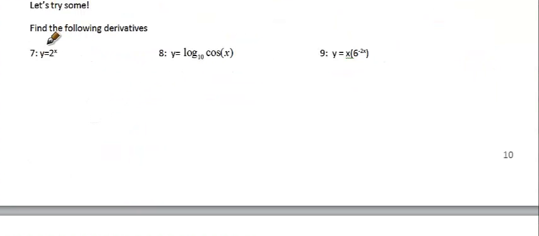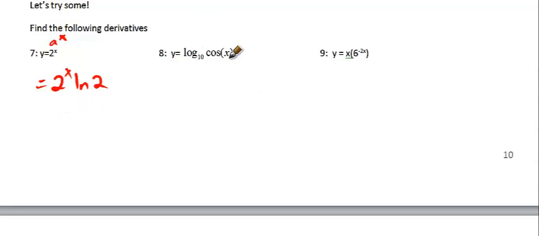All right, so our a is 2, so we want to think of this as a to the x. So the derivative is a to the x, or 2 to the x, times natural log of the a. So ln of 2. That's it.